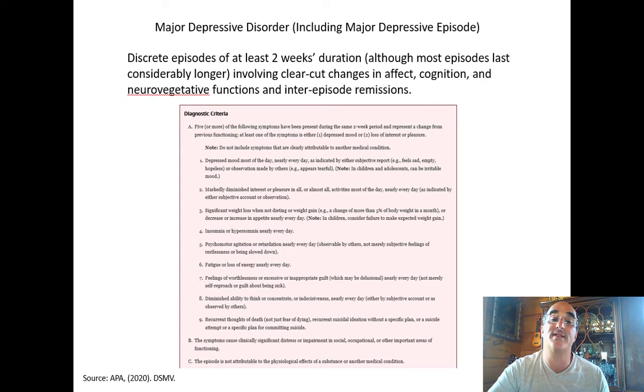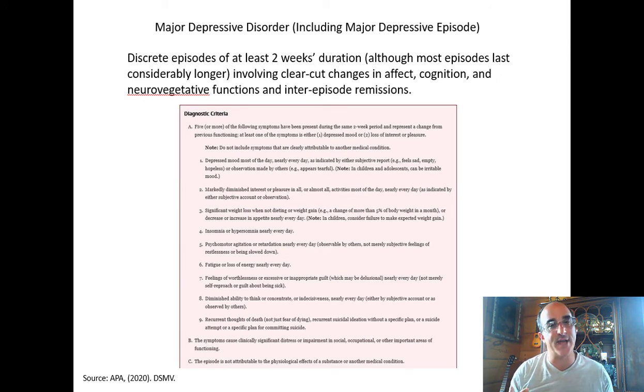Major depressive disorder, which includes a major depressive episode, is a discrete episode of at least 2 weeks duration, although most episodes last considerably longer, involving clear-cut changes in affect, cognition, and neurovegetative functions and inter-episode remissions. So what do we mean by this?